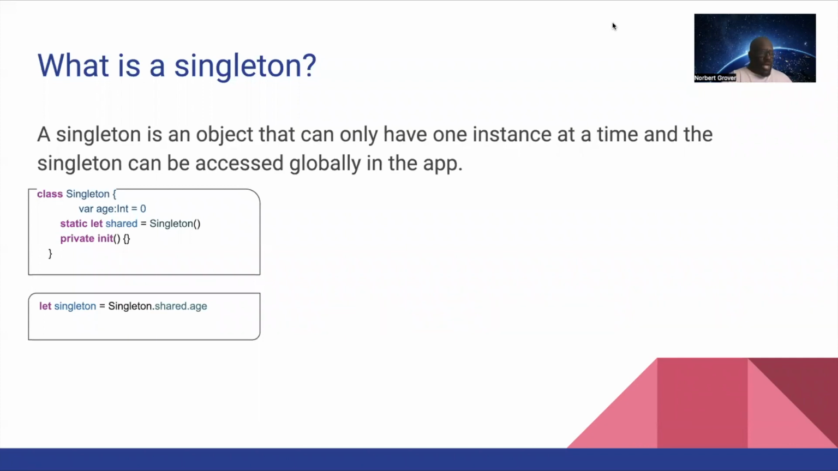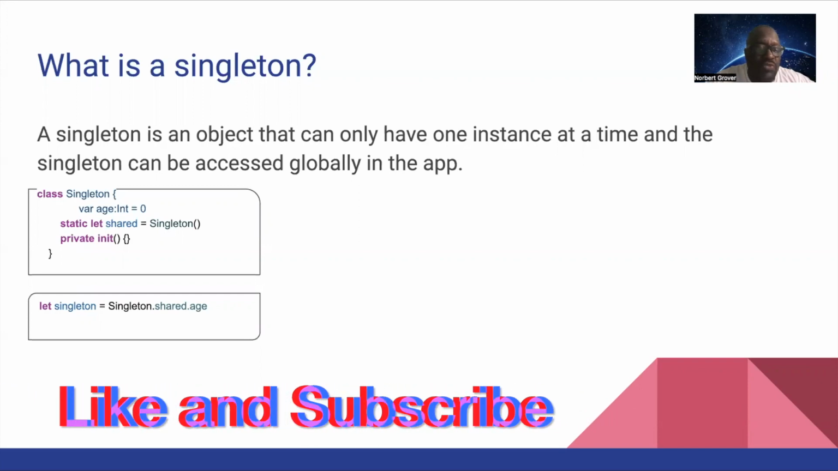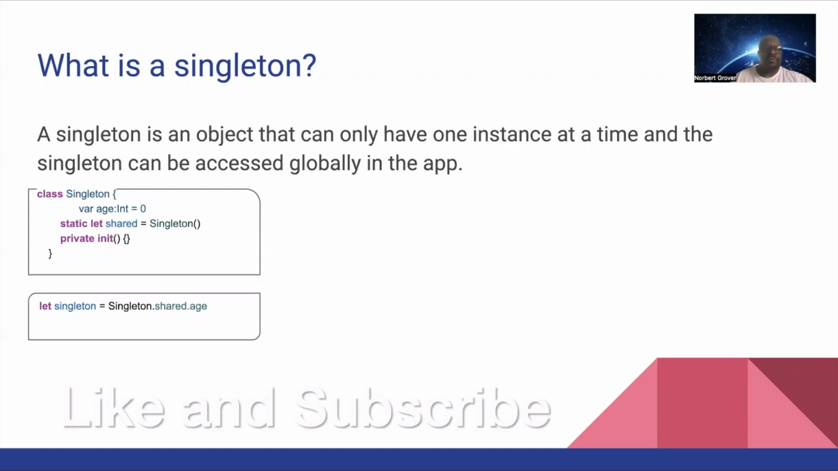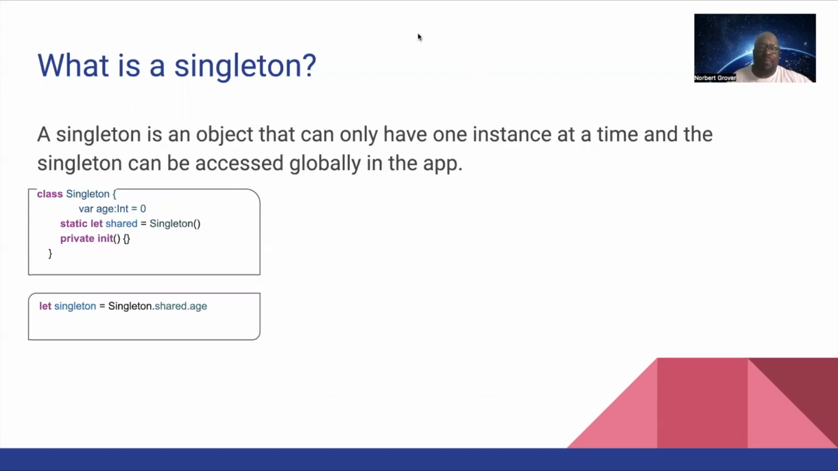Okay. So now what we're going to do is talk about what a singleton is. What is a singleton? A singleton is an object that can only have one instance at a time, and the singleton can be accessed globally in the app. So this right here is an example of a singleton.